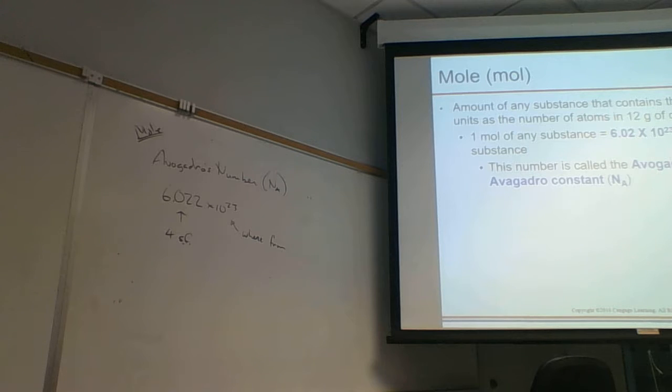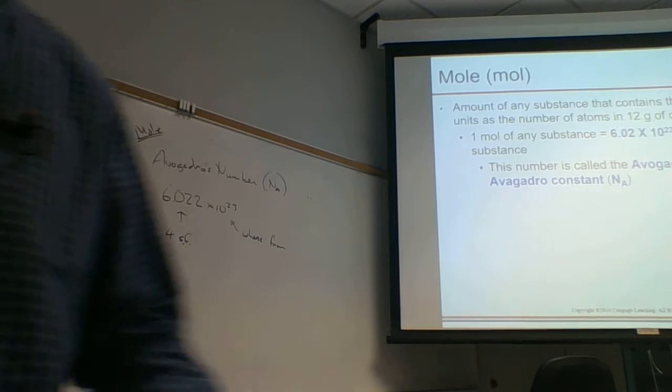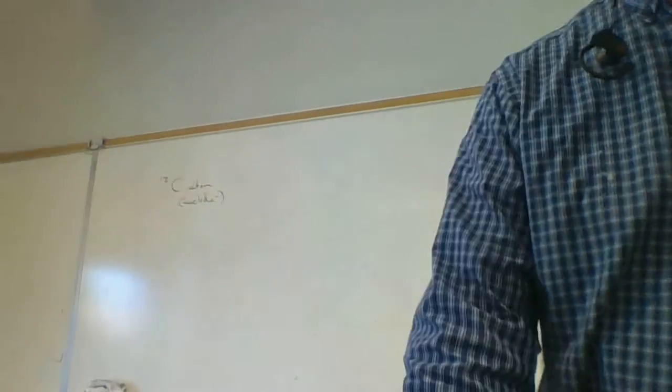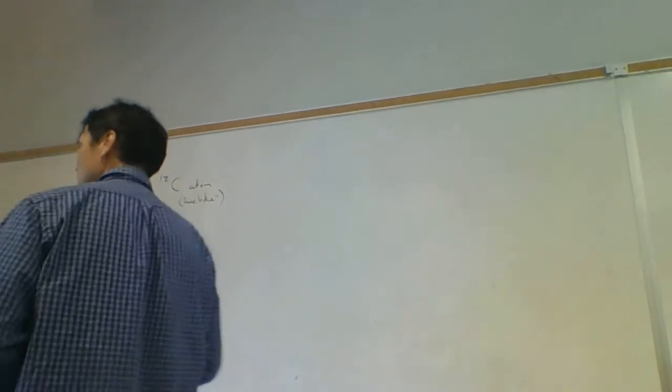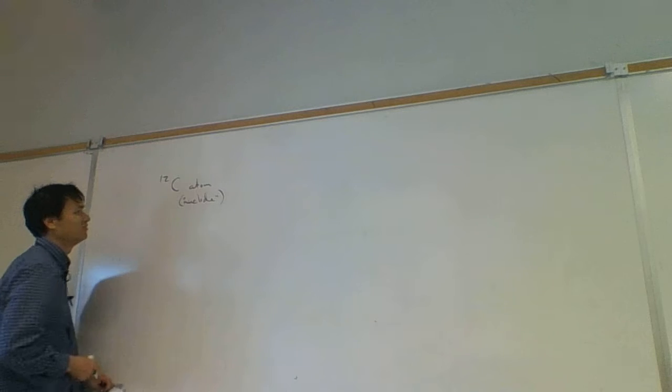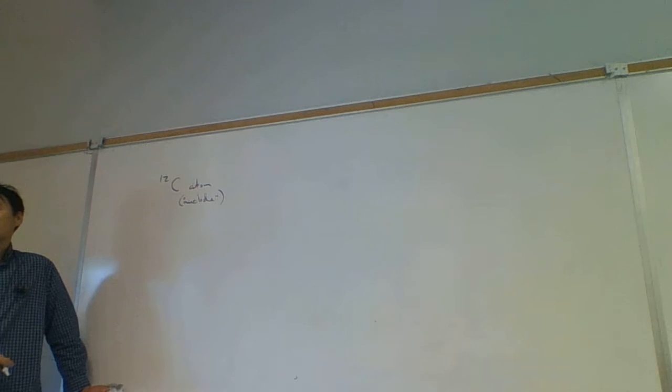Let's take a look at one carbon-12 atom, or nuclide. Nuclide is when you're looking at a specific isotope. So if you're looking at carbon-12, rather than calling it a carbon-12 atom, we'll call it a carbon-12 nuclide, an atom of that specific isotope. How much does a single carbon-12 atom weigh?